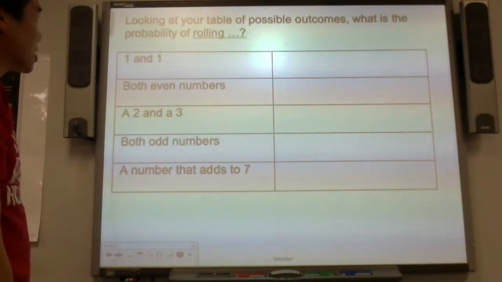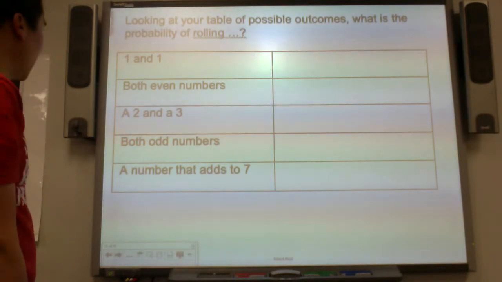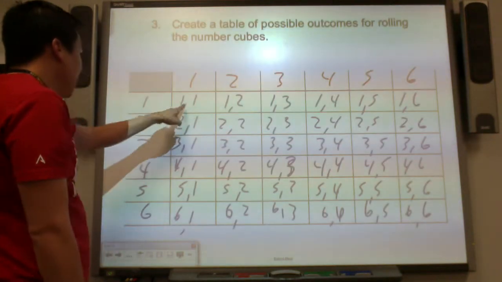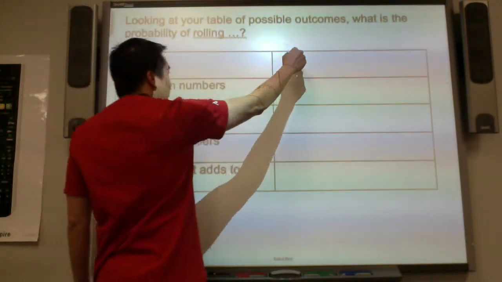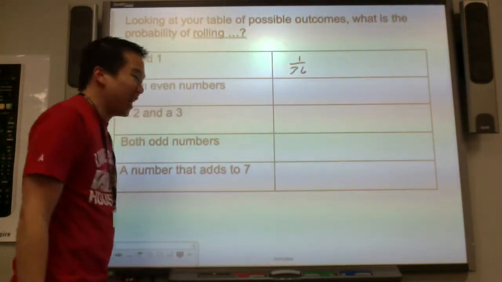Looking at your table of possible outcomes, what is the probability of rolling a 1 and 1? Let's go back to our table. There's 1 and 1. That's 1 out of 36. That is the probability. The chance of it happening is 1 out of 36.